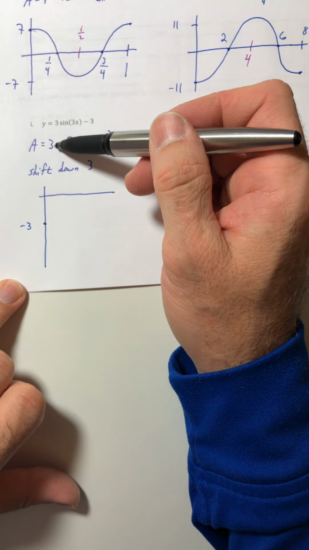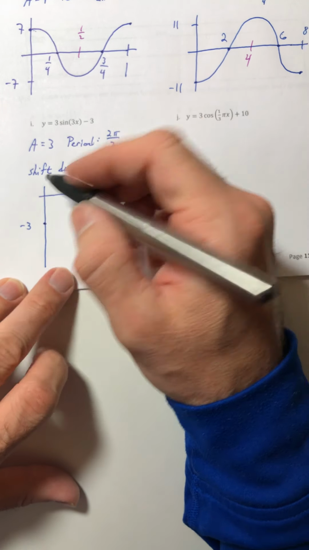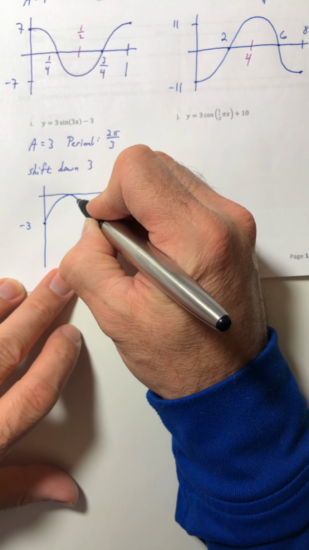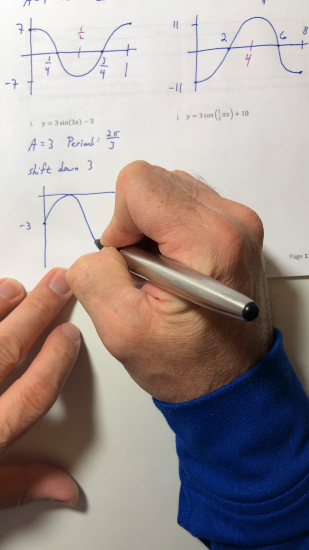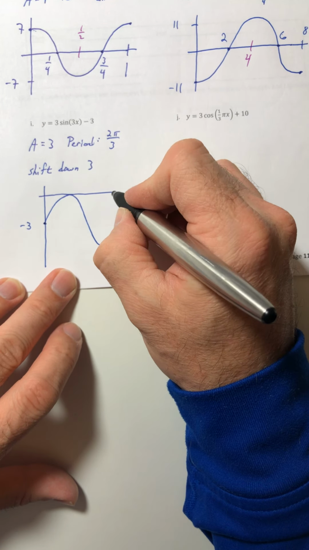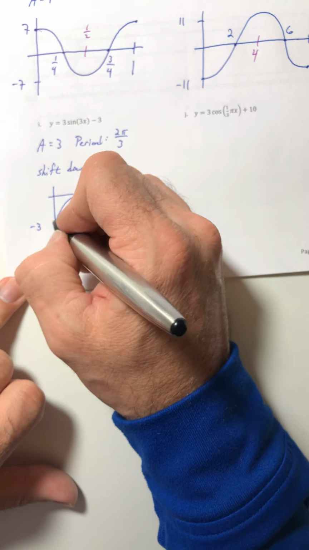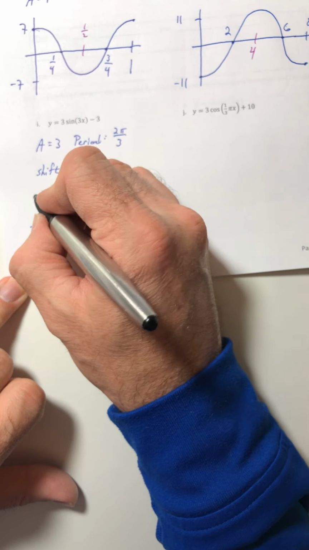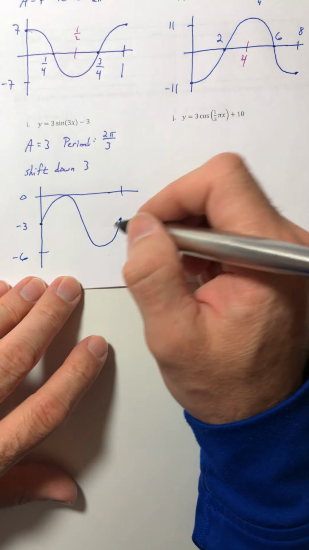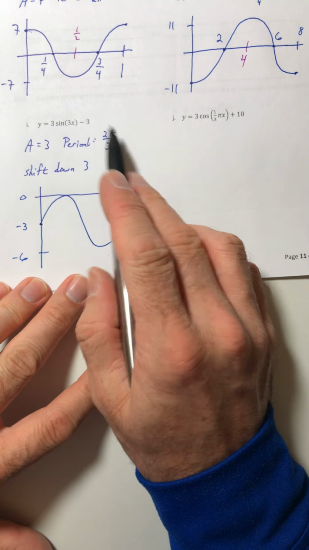Well, its amplitude is 3. So the distance from the center to the top is 3. So when it reaches the top of the curve, that's when it hits the x-axis. And then the rest of it goes like that. So it's bouncing in between 0 and -6. Whoops, drew that a little low. That's all right. The period is 2 pi over 3.